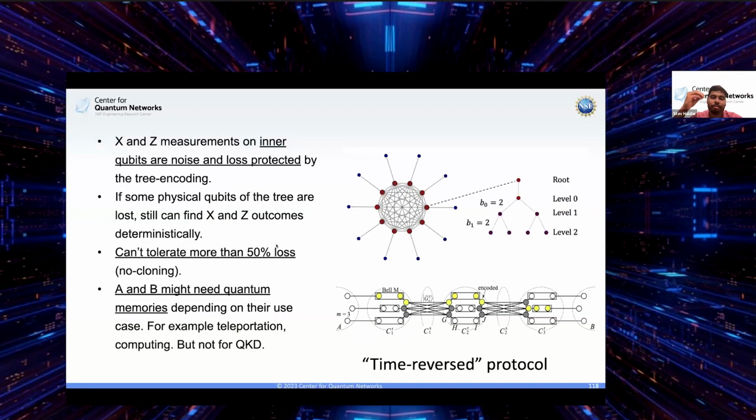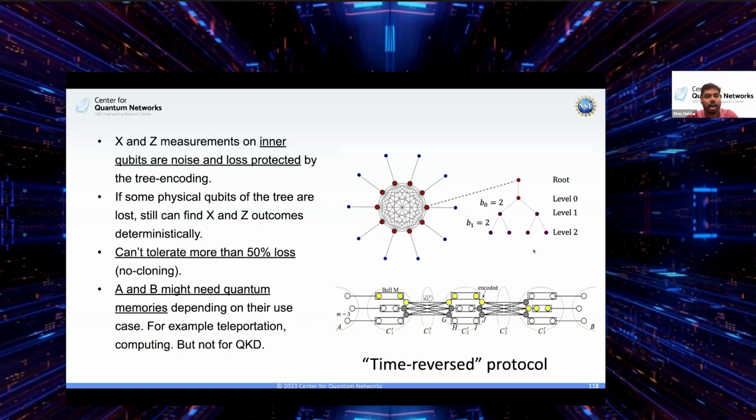Okay. So a few more points about this scheme, which are relevant, is that X and Z measurements, remember, we are also doing only on the inner qubits, and that's by design in some sense. That you know that the inner qubits are noise protected and they're also loss protected, as in they can be encoded by, say, for example, this tree code.